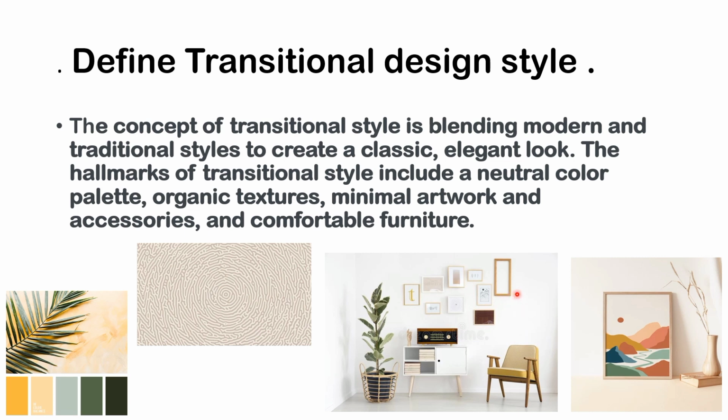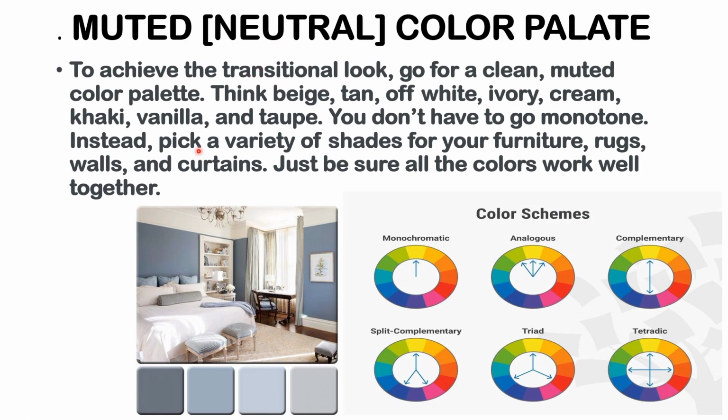Keep it modern as well as traditional, with minimal accessories and artwork, nothing else. So we are going to see in detail, one by one, the neutral color palette, organic textures, and artwork. The first is the muted neutral color palette. To achieve the transitional look, go for a clean, muted color palette. It means you have to go with clean lines, texture, and neutral colors.